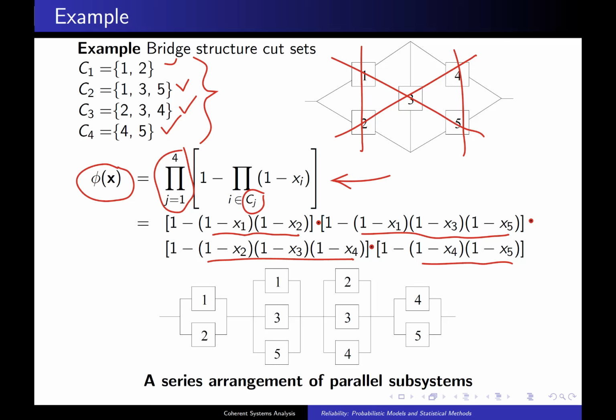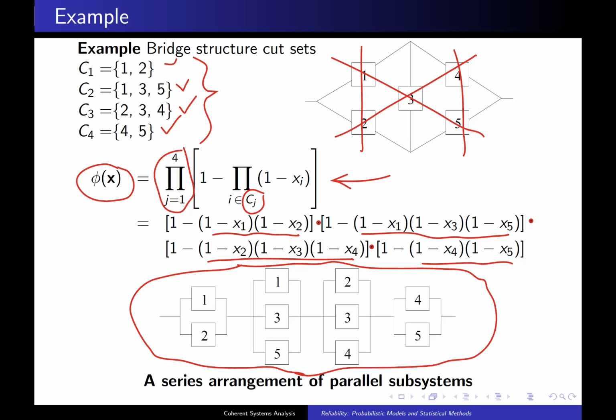So there it is, and if we were to draw the reliability block diagram for that particular structure function, that block diagram will look just like this. So this is the bridge system written as a series arrangement of parallel subsystems. And from that, it's easy to write down the structure function. It's not so easy to write the structure function when you look at the original bridge, but much easier to write it down using that reliability block diagram.